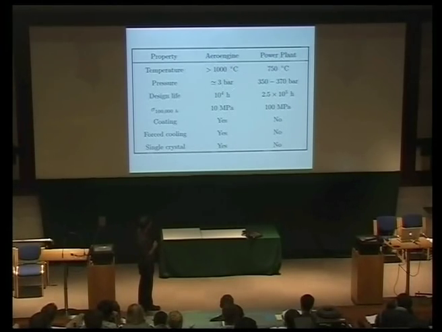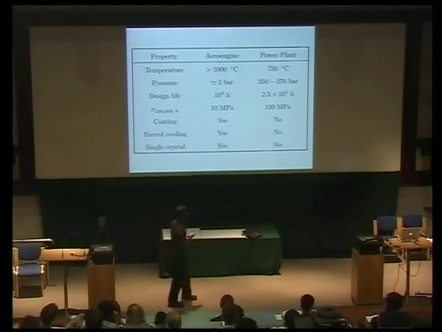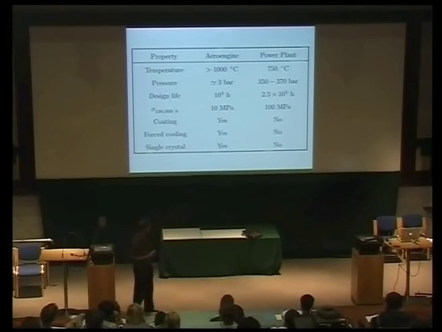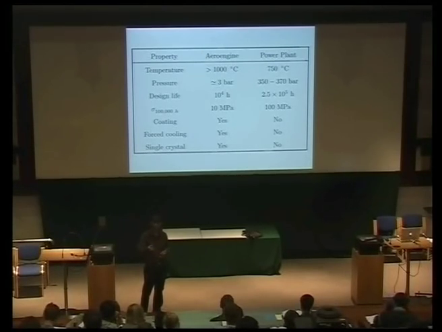Now, the pressures involved inside an aero engine are about 3 atmospheres. Here we are talking about very high pressures, something approaching 400 atmospheres. And the combination of a very high temperature and high pressure is such that there is actually no difference between the liquid and gaseous states of water. So you've got to a point where it's basically one phase.